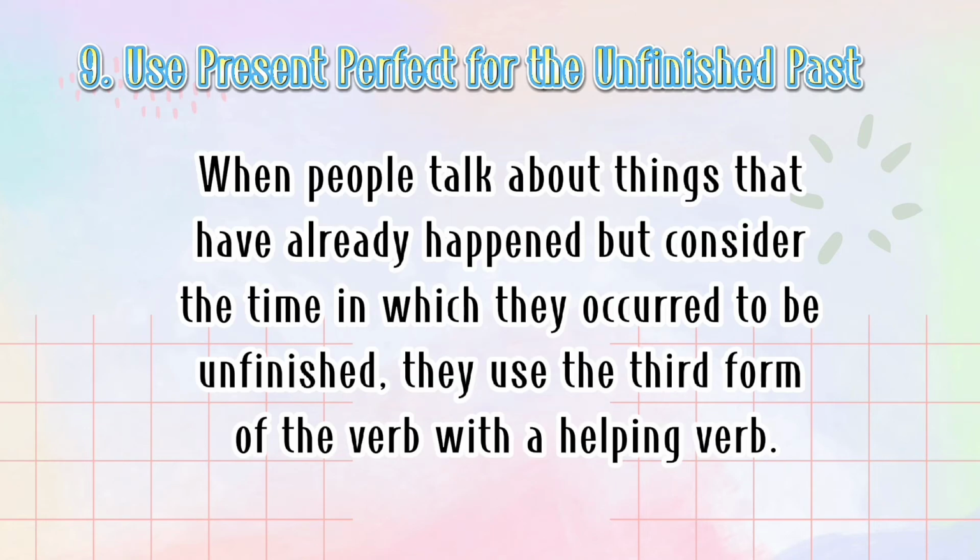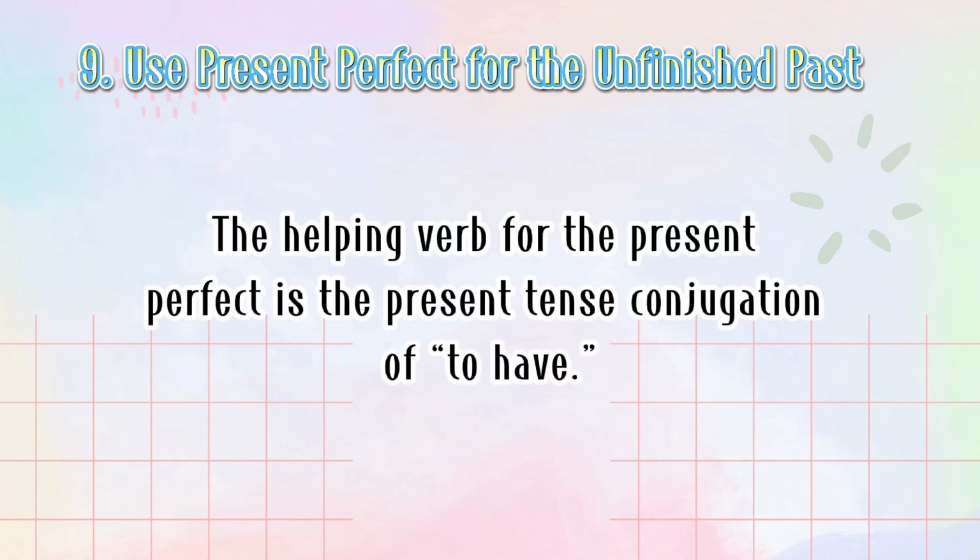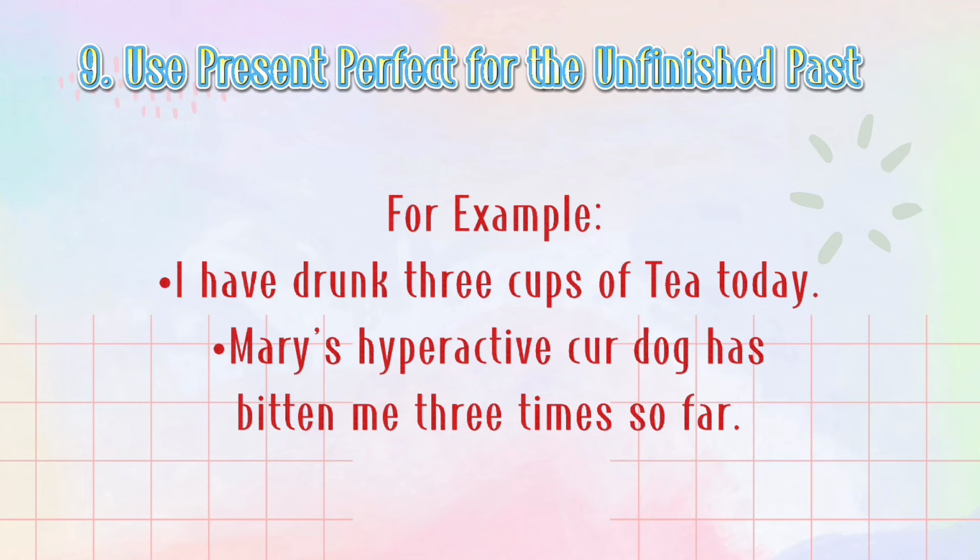When people talk about things that have already happened, but consider the time in which they occurred to be unfinished, they use the third form of the verb with a helping verb. The helping verb for the present perfect is the present tense conjugation of to have. For example, I have drunk 3 cups of tea today. Mary's hyperactive dog has bitten me 30 times so far. Unfortunately, the only way to know the third forms of the verbs is to remember them.